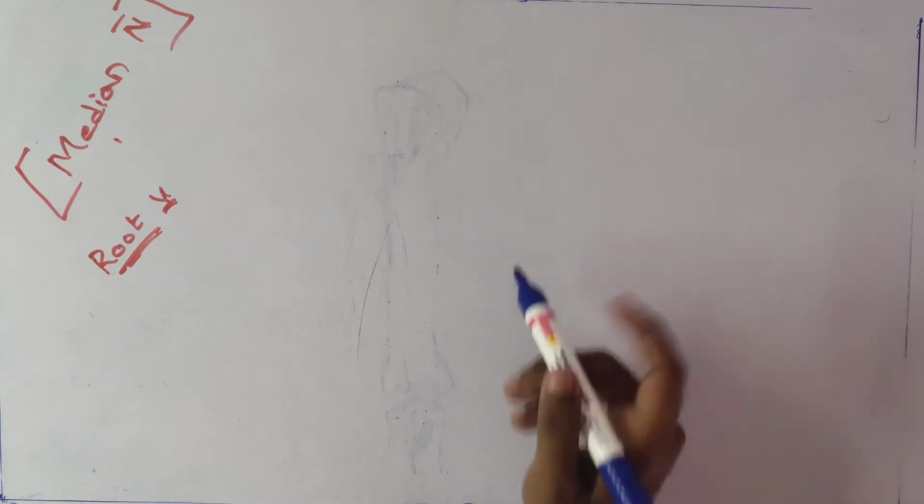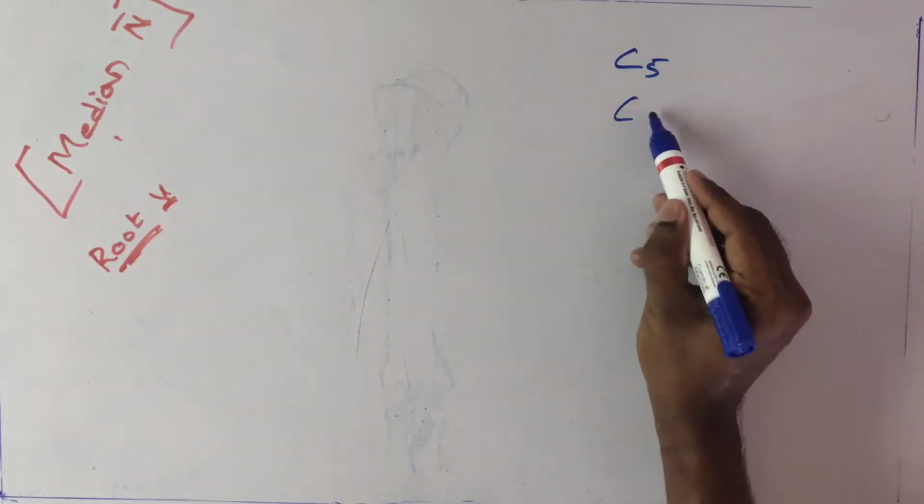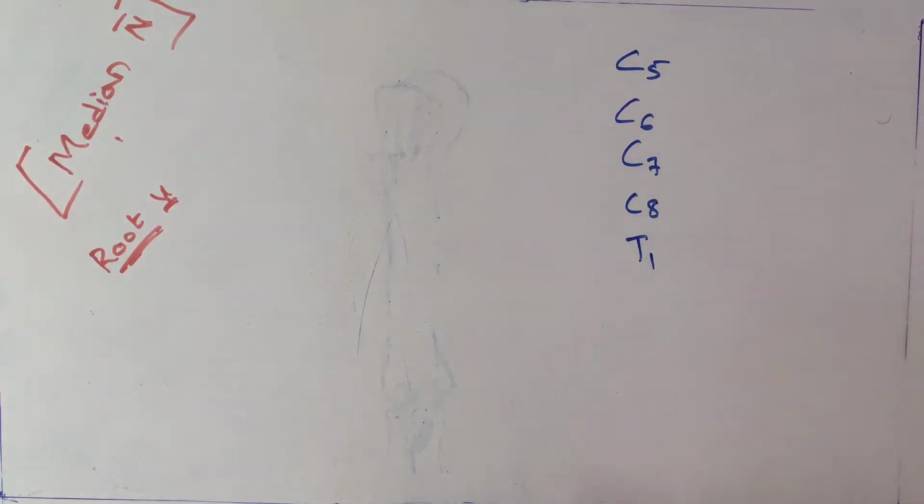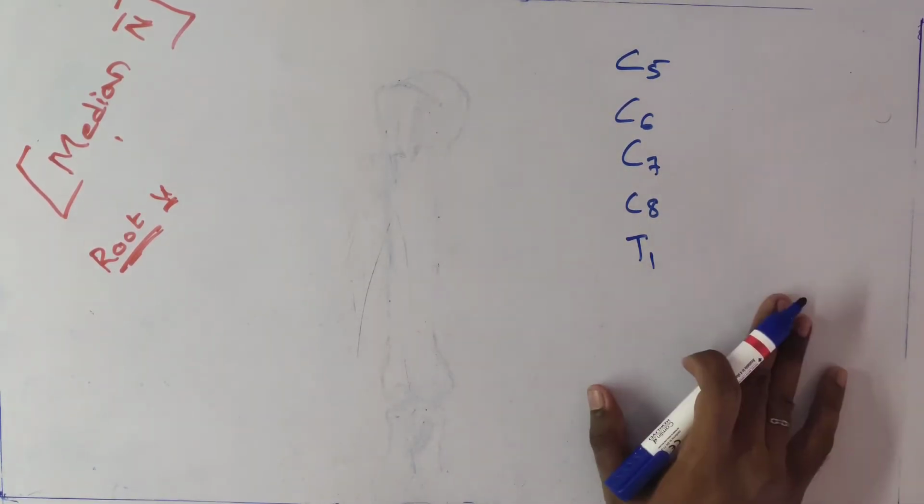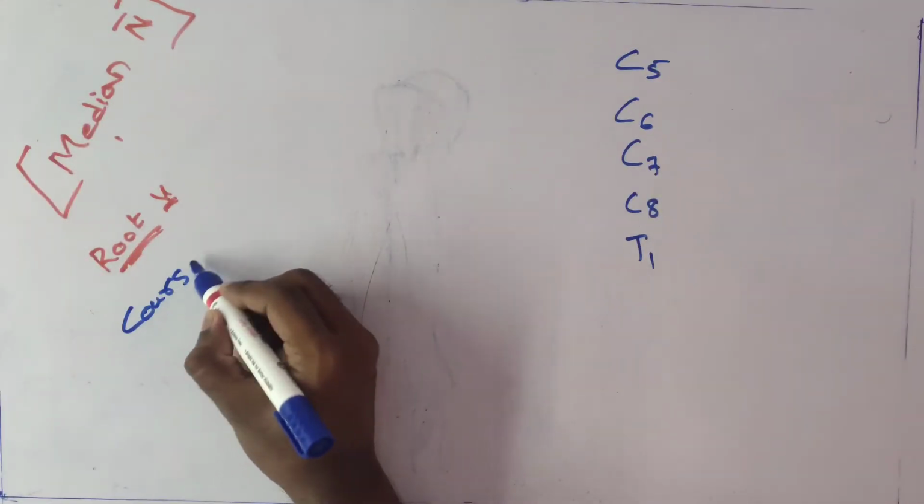See the median nerve, we already discussed about it in the brachial plexus. The root value of median nerve is from C5, C6, C7, C8 and T1. From C5 to T1, this is the root value of median nerve. And now coming to the course of median nerve.